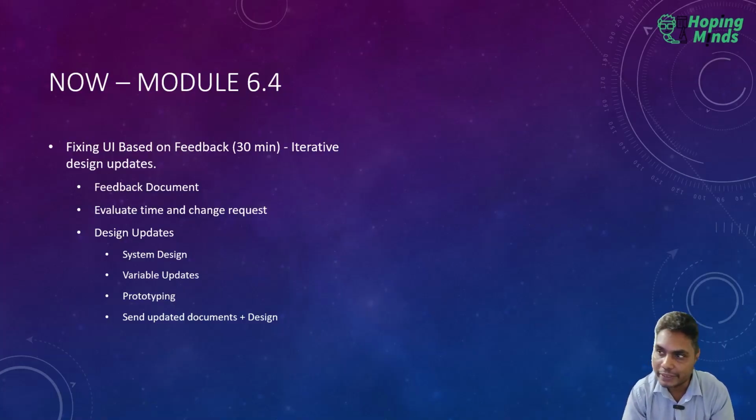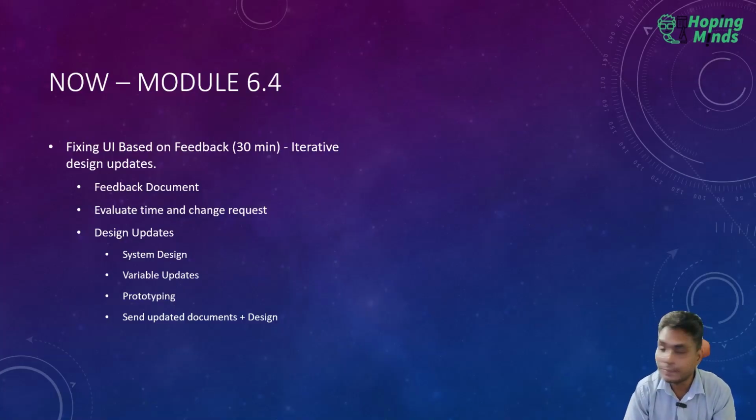And how are you going to make those UI changes, whether it is a system design change, a variable update, a prototype update, or a complete UI update. And there could be two kinds of change. One change could be a normal change and one could be a change request.